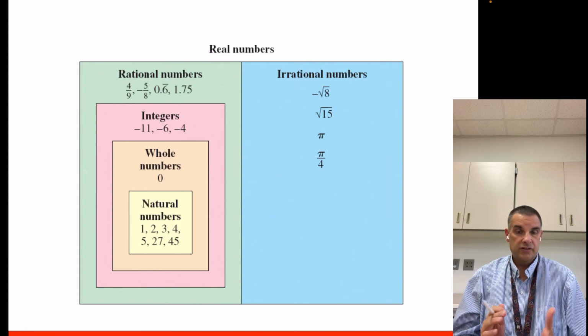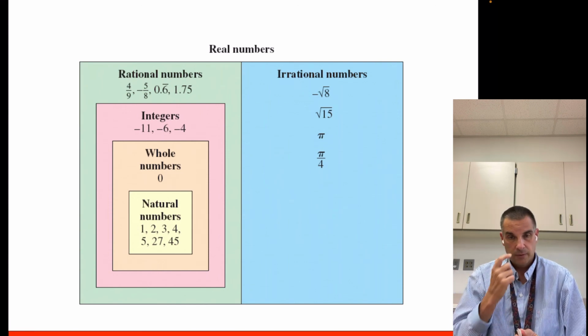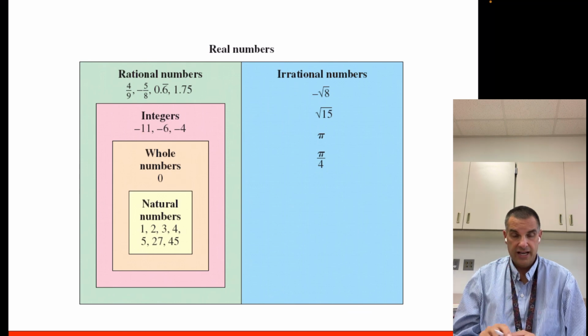So really now we've talked about 5 different sets of numbers: rationals, integers, whole numbers, natural numbers, and irrational numbers.